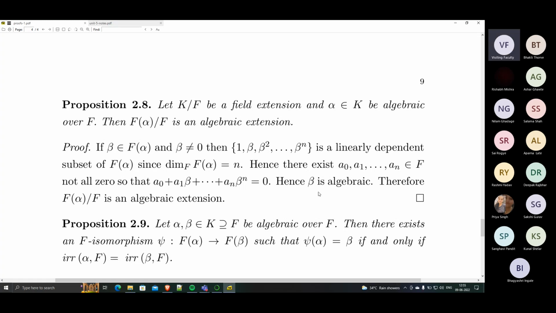Therefore, beta is algebraic. But beta was some element. This is true for all beta in F(alpha). Therefore, F(alpha) over F is an algebraic extension. Is this proof okay? It's a very simple proof. Are you able to follow? Yes. Okay.